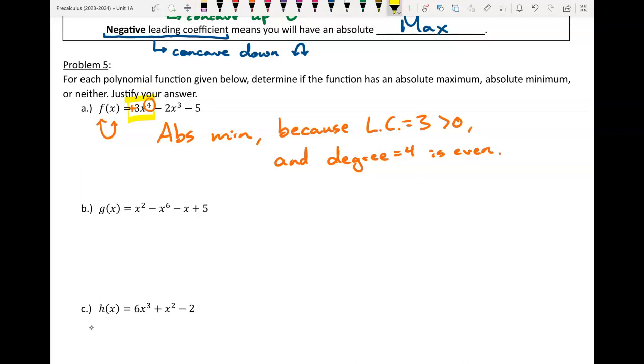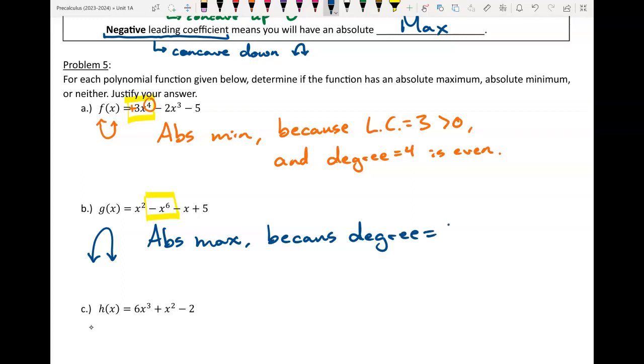Looking at our next one, we find our leading term. Here it is. This is our leading term. And that is an even degree and negative, so that would be opening down. So that would give us an absolute maximum. So absolute max. Again, why? Because our degree, which is 6, is even, and our leading coefficient, which is -1, is less than 0, or is negative.